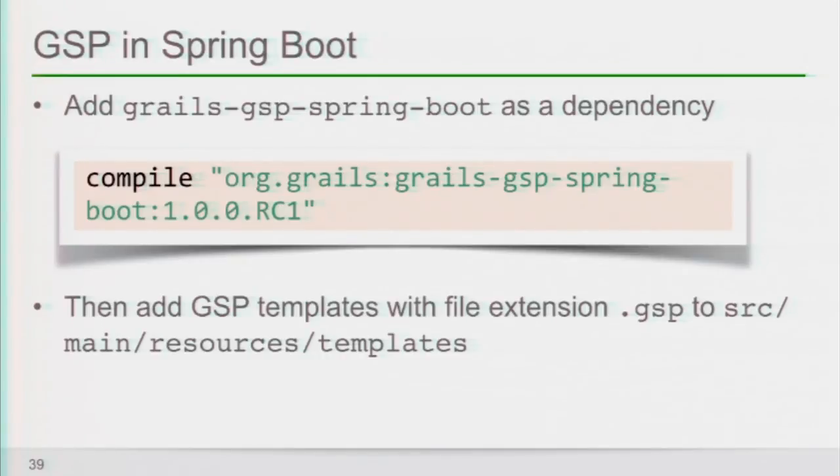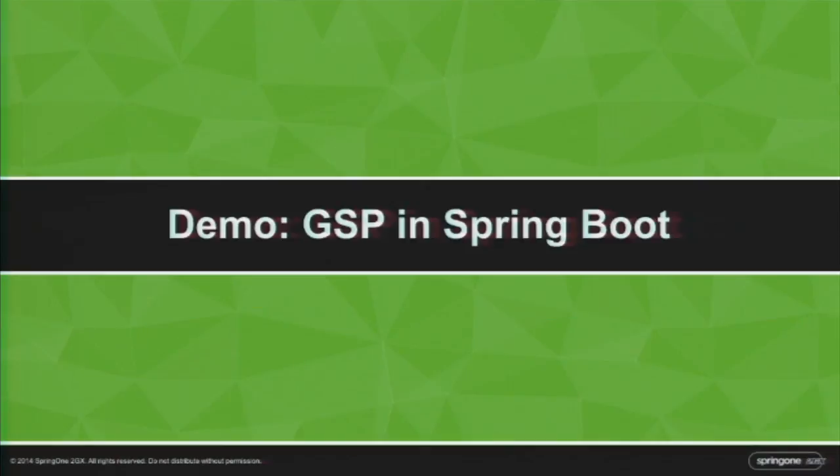It's ready. Just has to be pushed. And then you essentially, just like with the Groovy templates, you add them to source main resources templates. But instead of with the .tpl extension from before, you use .gsp. Yeah? So they go in there. So let's have a look at this in action then.